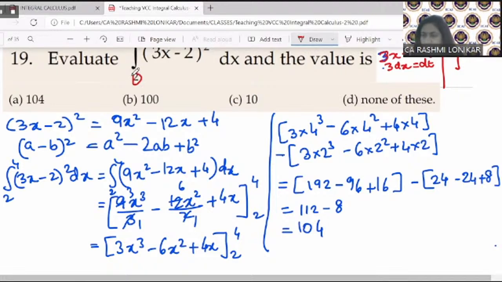So it is better in this sum that we follow this method only. In a definite integral, it is better I follow this method. Otherwise here I have to also change the limits. So better you don't do that. So you get this answer.